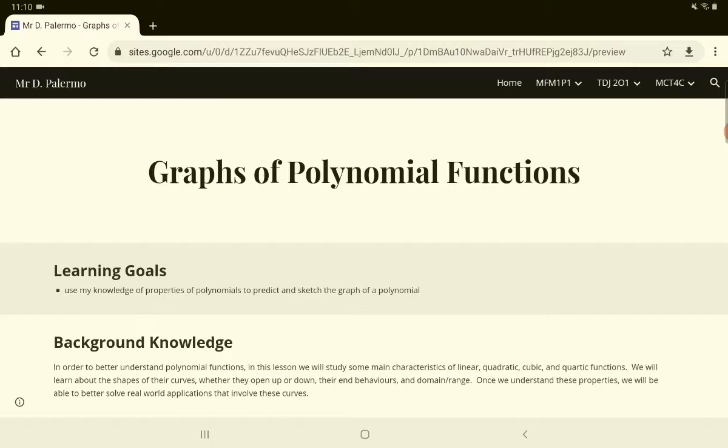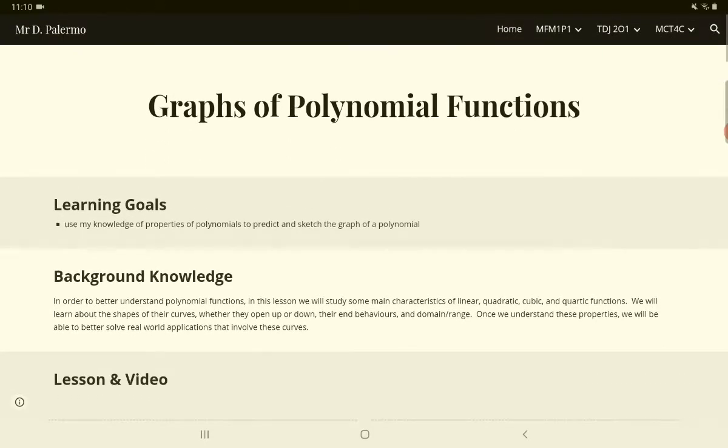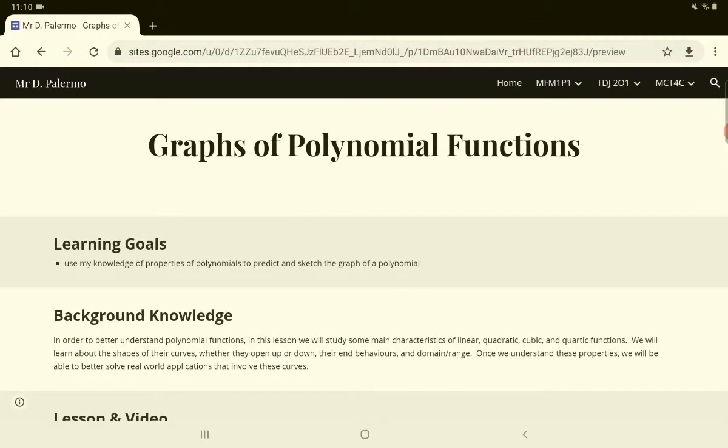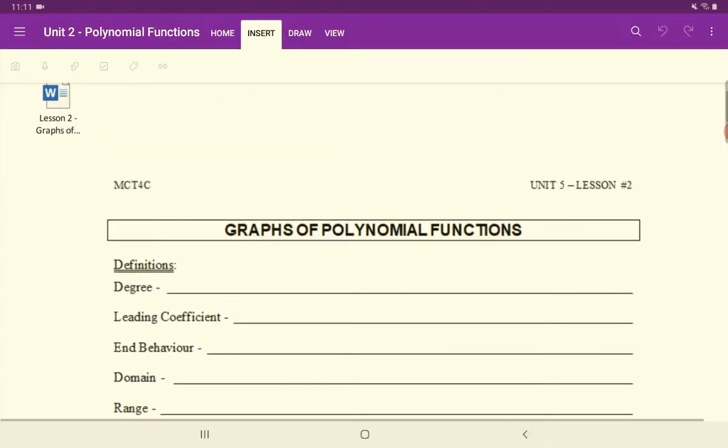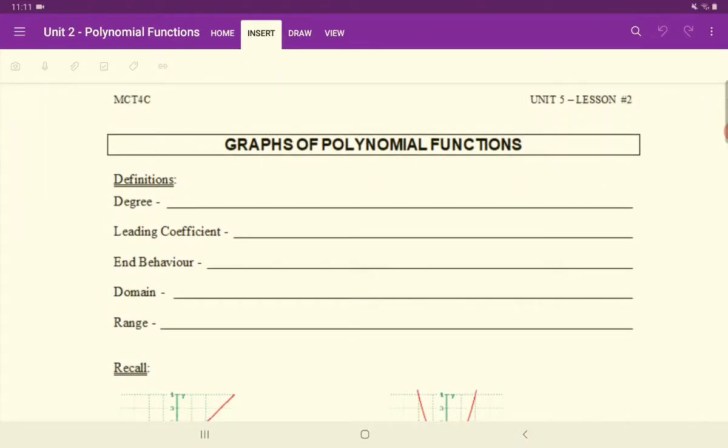Now we're actually going to put it into use and see actual questions that we're going to have to answer. Our goal is to use your knowledge of the properties of polynomials to predict and sketch the graph of a polynomial. We're going to take into consideration all the properties we've learned, and then try to sketch what a graph could look like. It won't be exact, it's just going to be a sketch. Let's get started by recapping what we did in the last lesson.